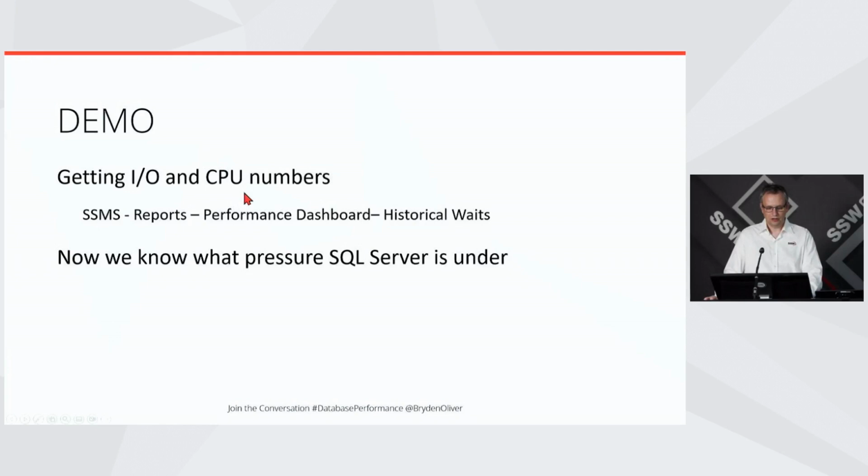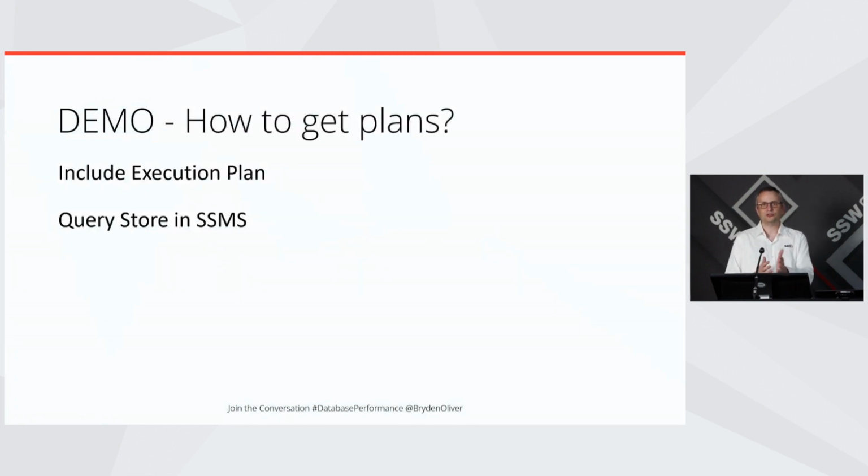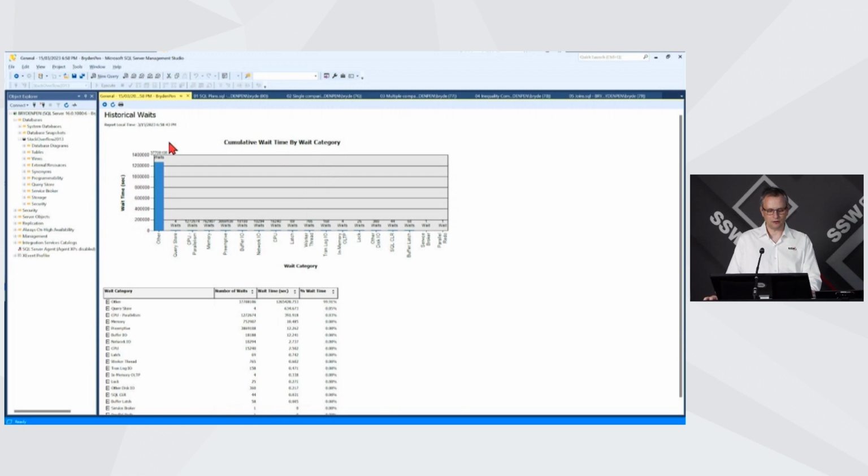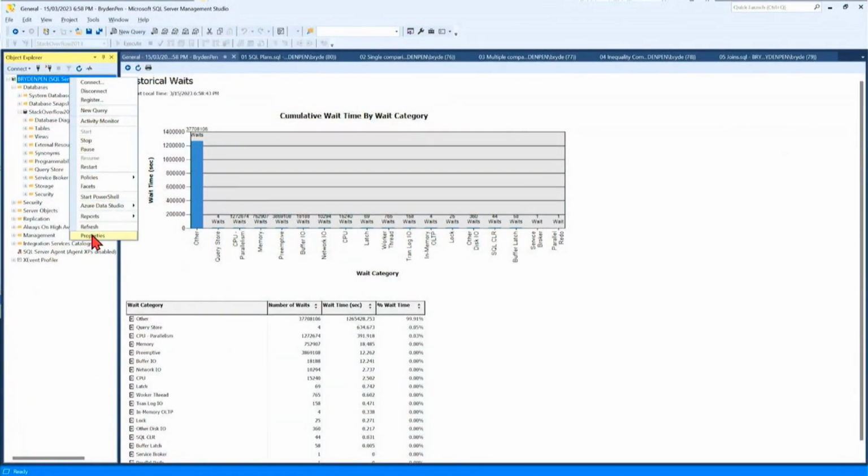Okay, so now we sort of know what type of pressure SQL Server is under. How can we get plans to try and figure out which things are causing that pressure? So we've already seen one of those, which is when we included that actual execution plan and ran a query. The second one I'm going to show you is how to get to the query store in SQL Server Management Studio. And on newer versions of SQL Server, query store is turned on by default. If you've got an older SQL Server, you may need to manually turn that on, and I think that is found under the properties of your server down here.